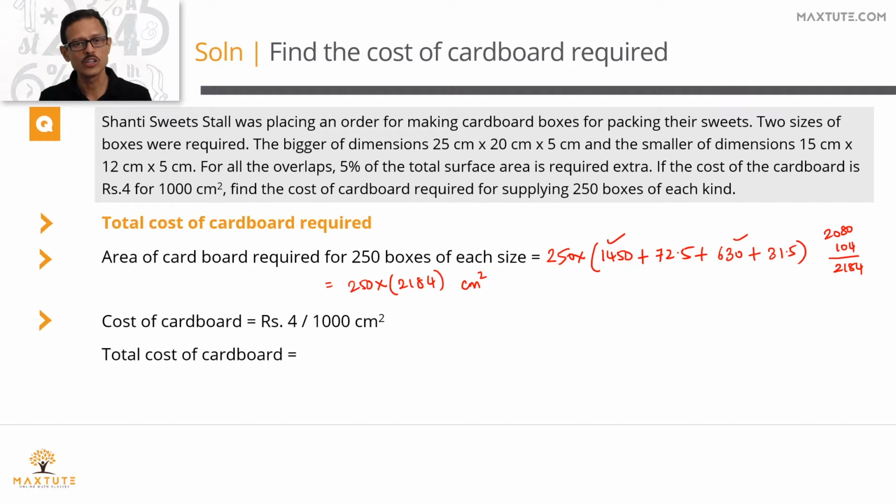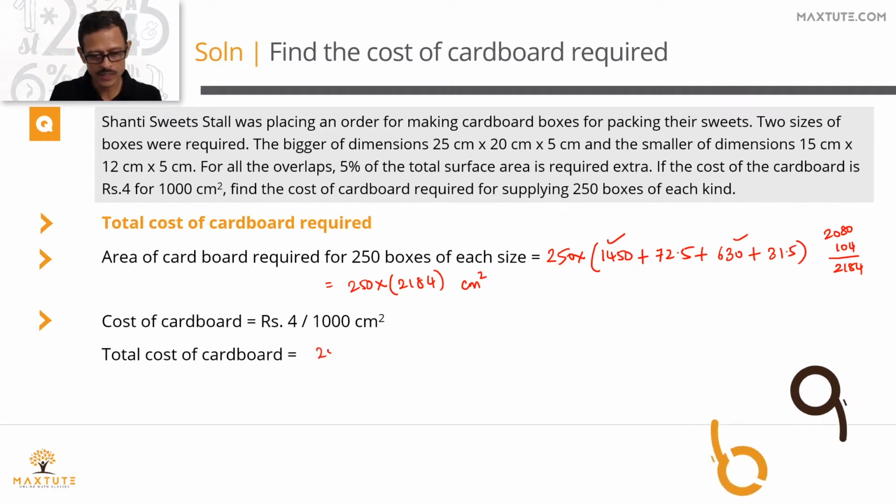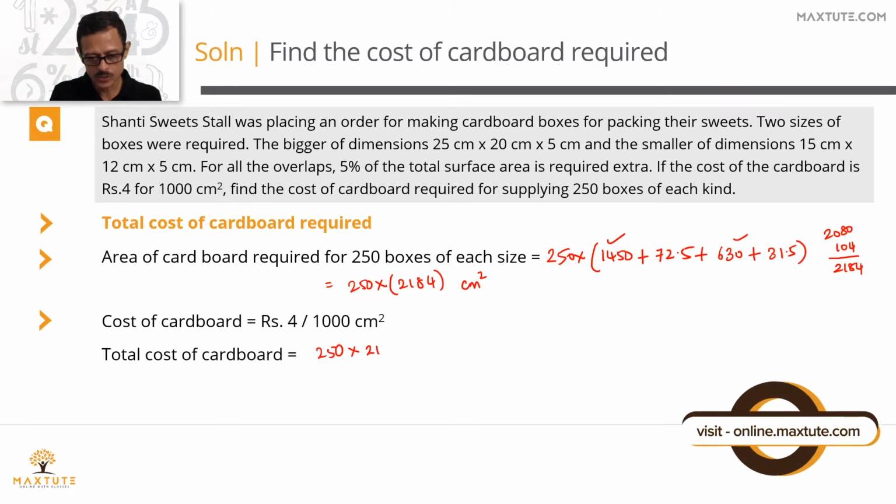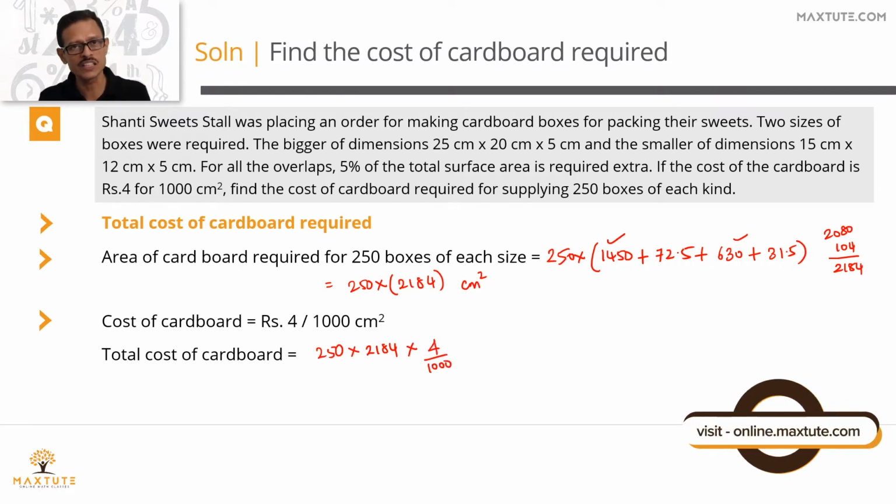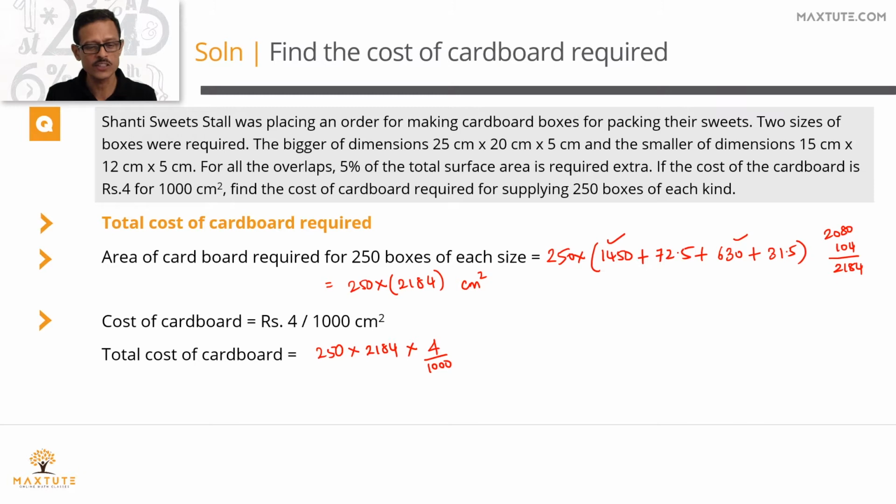The cost is rupees 4, not per square centimeter, per 1000 square centimeters. So we require cardboard of 250 into 2184 centimeter square. The cost per centimeter therefore will work out to 4 by 1000 because 4 rupees is the cost for 1000 centimeter square. So for 1 centimeter square, it's going to be 4 upon 1000. Total centimeter square required are 250 into 2184. Keeping the calculation to the end has this benefit. 250 into 4 is 1000 that gets cancelled with this to give us an answer which is equal to 2184.